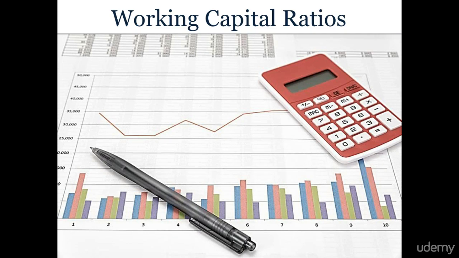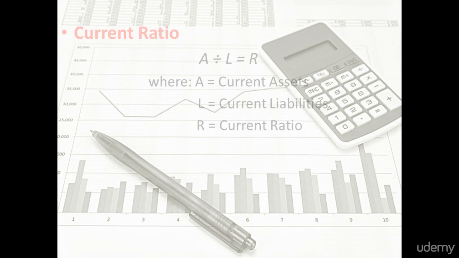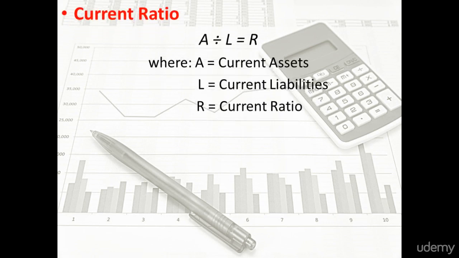First and best known is the current ratio, which is a comparison between total current assets and total current liabilities. Both of these groupings of accounts relate to the availability and use of cash and cash equivalents within the next 12 months. The current ratio is a test of how well a company is able to pay its debts over the next 12 months. The current ratio is calculated by dividing current assets by current liabilities.